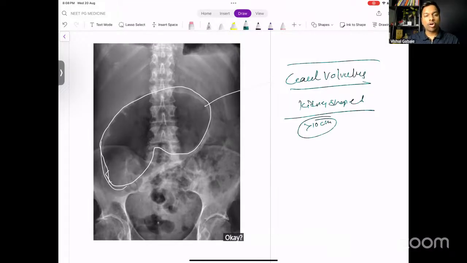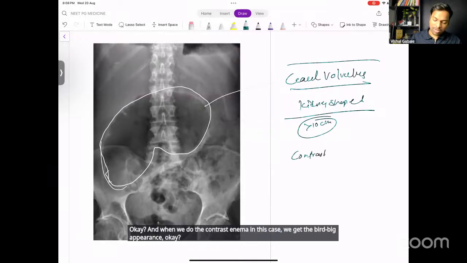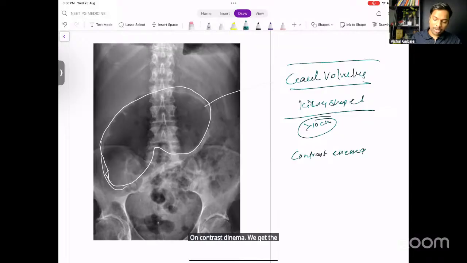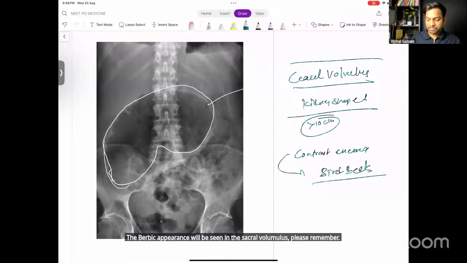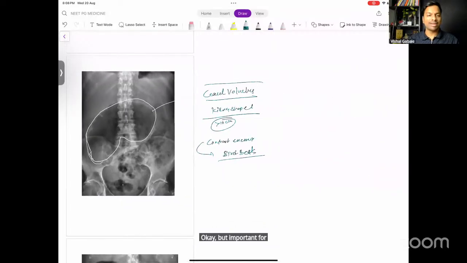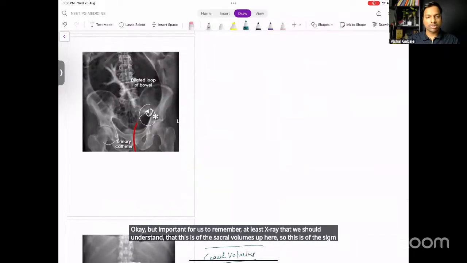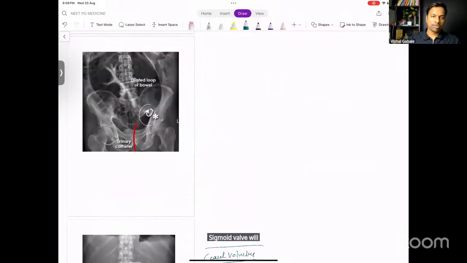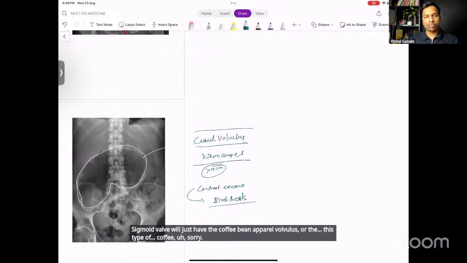And when we do the contrast enema in this case, we get the bird beak appearance. Bird beak like this. So obviously here we can't see that. It is the contrast finding. The bird beak appearance will be seen in the cecal volvulus. Please remember. It is important for us to remember at least on X-ray how the cecal volvulus appears and how the sigmoid volvulus appears. Sigmoid volvulus has the coffee bean appearance and cecal volvulus has the kidney bean type of appearance.